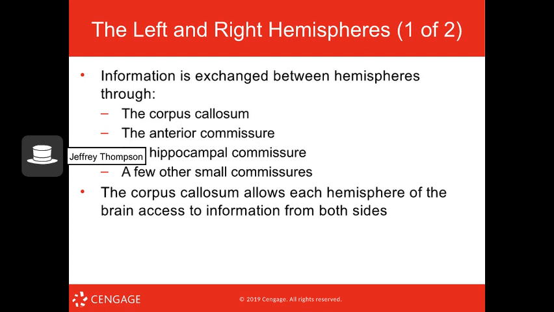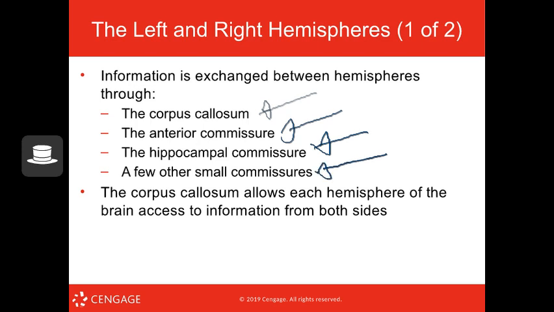So our left and right hemispheres are separate hemispheres, but they do exchange information. The main place where that information is exchanged is through the corpus callosum, but we also have the anterior commissure, the hippocampal commissure, and some other commissures that are too small to mention in this slide. So the corpus callosum allows our hemispheres to access the information from the other side.